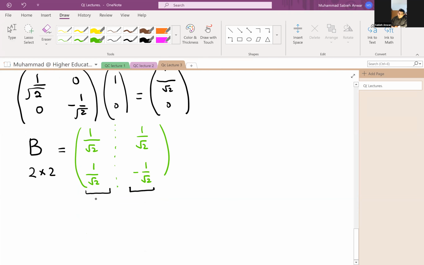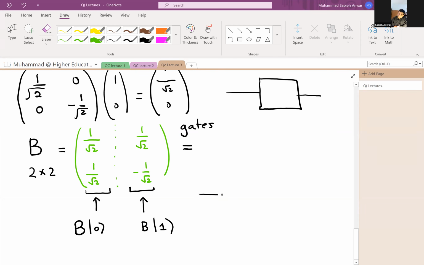And you will notice that the first column is really what you get when B acts on ket 0, and the second column is what the output is when B acts on ket 1. So this is an easy way, a mnemonic, to remember how to construct this matrix. And by the way, in quantum computing, these matrices represent quantum gates. You can put a symbol for a quantum gate.